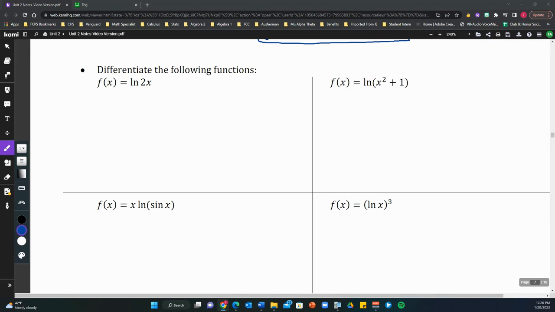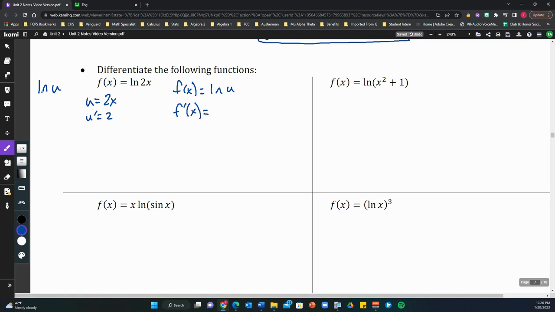Now we're going to take a look at a few examples using the general form of the natural log derivative rule. So for this first one, it does look like it has the form of natural log of u, and we could actually proceed with this problem in that format. So if we wanted to, our inside function would be 2x, and then u prime would be 2. So when I rewrite this as f of x equals natural log of u, the derivative of that is always going to be of the form u prime over u.